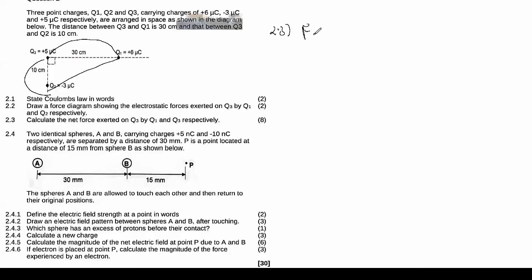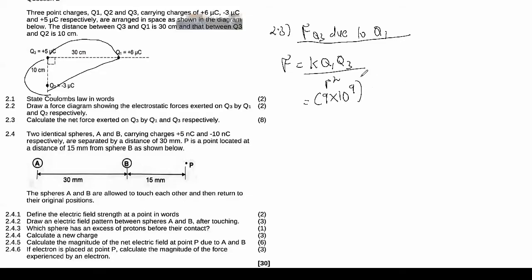Let's start with the force on Q3 due to Q1, right? So our formula is F equals K Q1 multiplied by Q3 over r squared. Now our K, we know it's always 9 times 10 to the exponent of 9. That's a constant. Then what is our value for Q1? That's 6 times 10 to the exponent of negative 6. Remember, when we convert microcoulomb, we multiply by 10 to the exponent of negative 6. Right. And then what is our value for Q3? We have 5 times 10 to the exponent of negative 6.